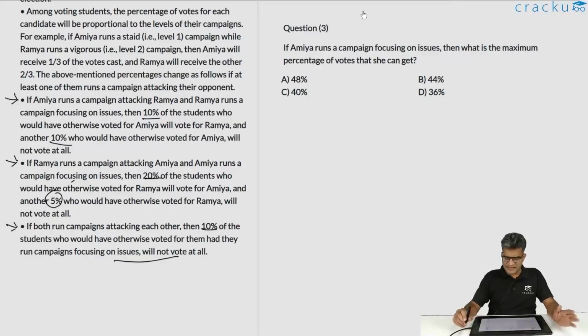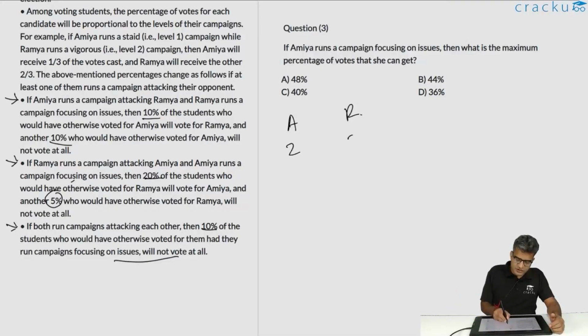If Amiya runs a campaign focusing on issues, okay, what is the maximum percentage of votes that she can get? If we are looking for the maximum number of votes, we want both Amiya and Ramya to campaign vigorously. We want more people to actually vote. So both of them will get 2 points. So the total voting percentage will be 80%. Out of which normally Amiya would get 40% and Ramya would get 40%.